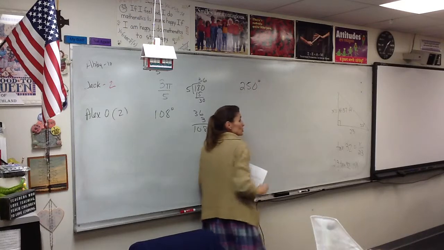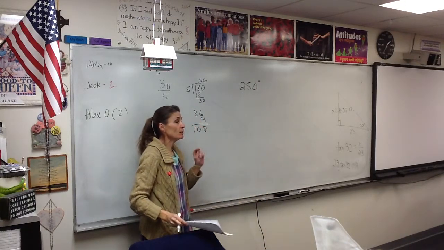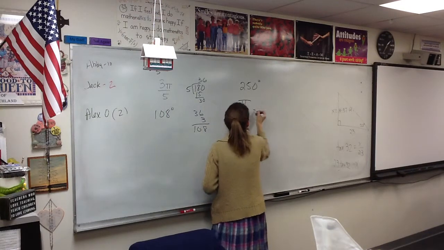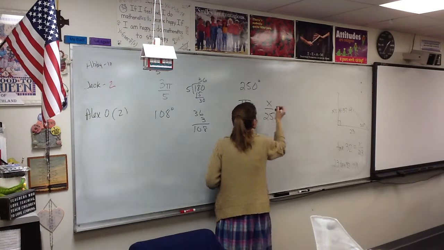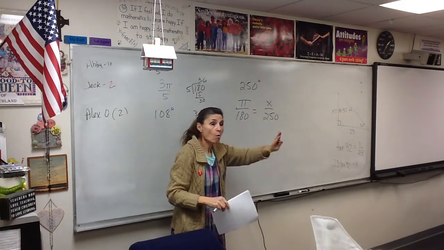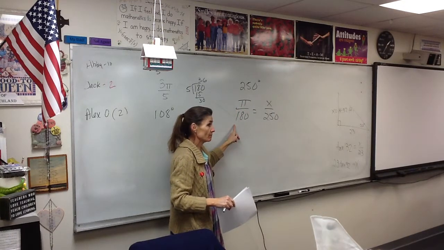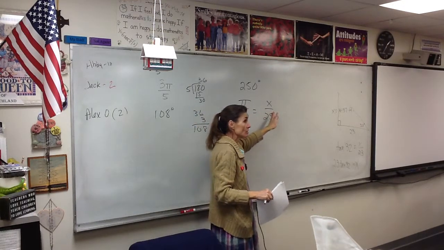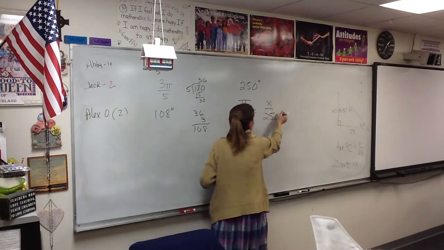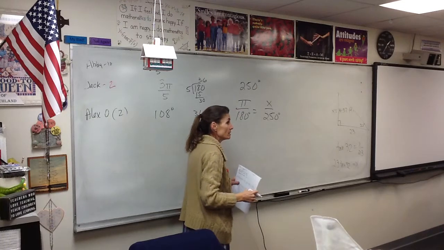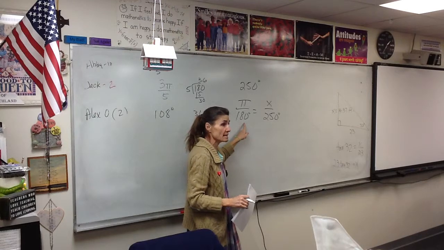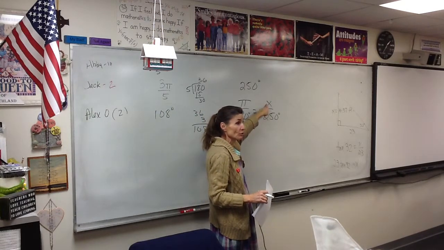250 degrees. Change into radians. This is a little bit trickier. Pi over 180 equals x over 250. And for those of you that are a little confused, it always is pi over 180. We put the 250 in the bottom because it was a degree measure just like the 180. So your degree measure is going to go down in the bottom because that's where you put your 180. This is going to be your radian measure.